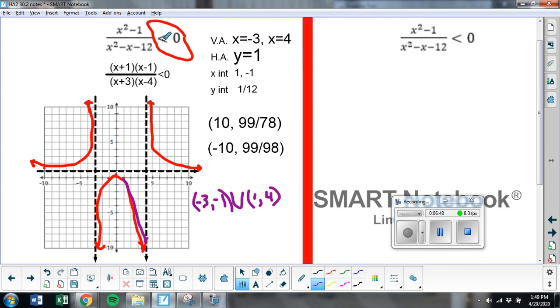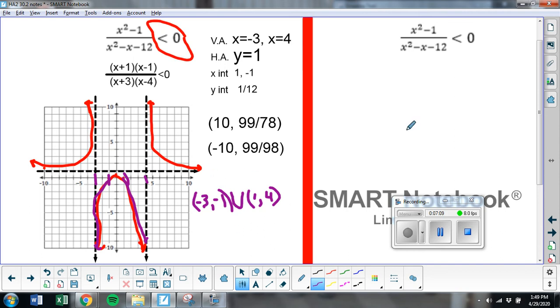That is when the graph is lower than 0. If you want to take a piece of paper and kind of cut it off at 0, you're trying to find when your graph is less than 0. Remember, you're doing the x values, so from here to here, and from here to here. So this is what you would write for your answer.